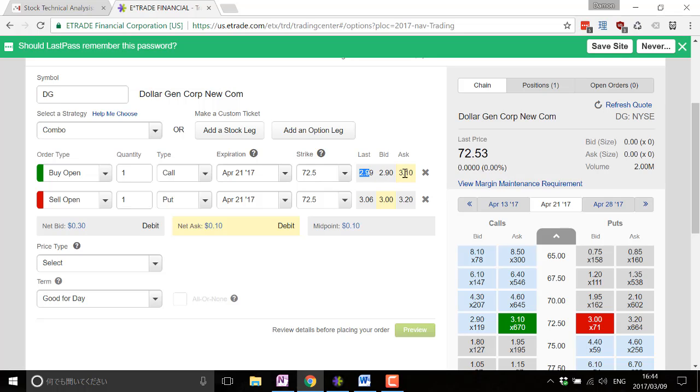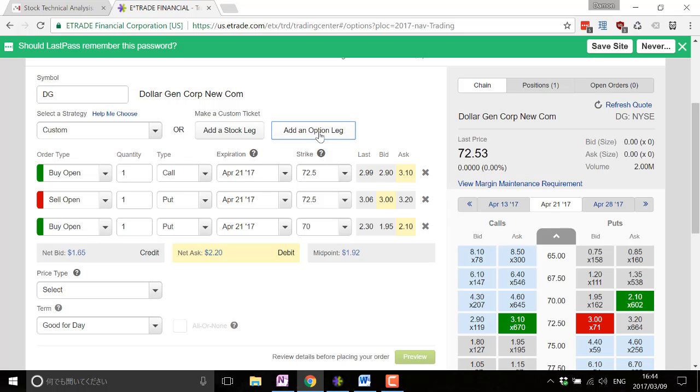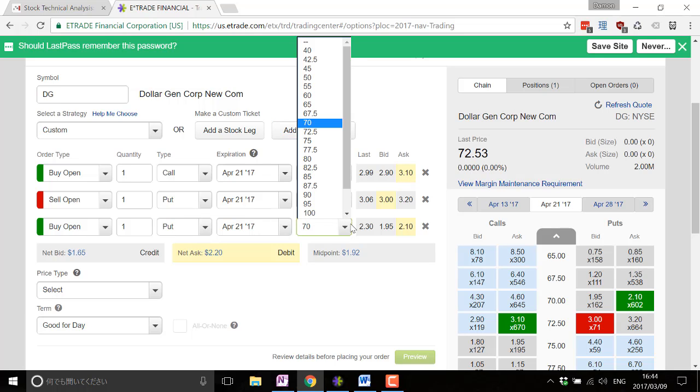Now you're saying, Damon, you tricked me. That's not for free. I have to put up $4,000. Well, I'll show you a way where you don't have to put up $4,000, and that's by adding another option leg. And you can control exactly how much money you put into the trade with this extra leg. What you do here is you buy open a put. It's already put in there for you. You buy open a put, and you want the strike price to be lower.